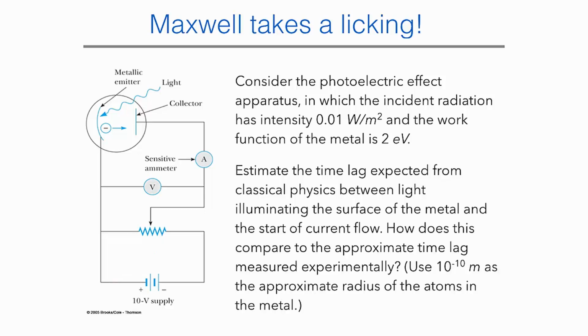Consider the photoelectric effect apparatus, in which the incident radiation has intensity 0.01 watts per meter squared, and the work function of the metal is 2 eV. Estimate the time lag expected from classical physics between light illuminating the surface of the metal and the start of current flow. How does this compare to the approximate time lag measured experimentally? Use 10 to the minus 10 meters as the approximate radius of the atoms in the metal.